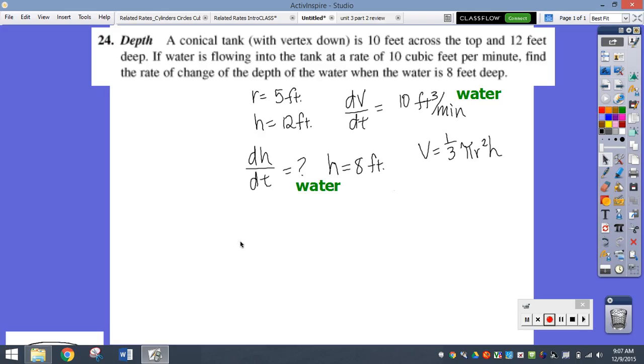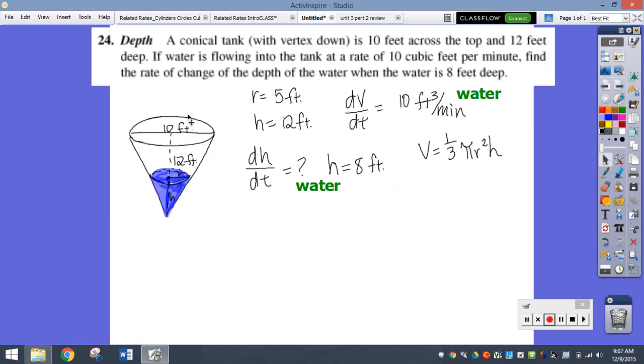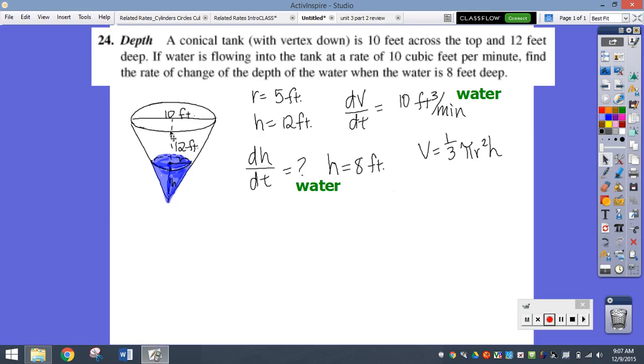All right, so the next thing we need to do is draw or sketch a model of this situation. So what I have is a conical shape with vertex down, so the point is downward. It's 10 feet across, 12 feet deep, and it's being filled with water. And if you think about it, the water itself is going to take on a cone shape, and it's going to have its own radius and height that's different from the tank itself. And that radius and height are always going to be changing.